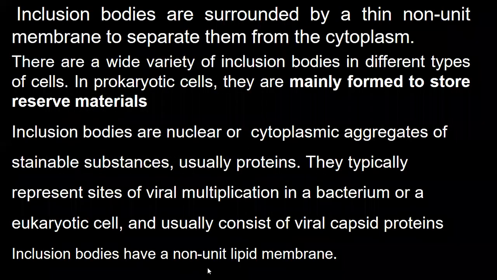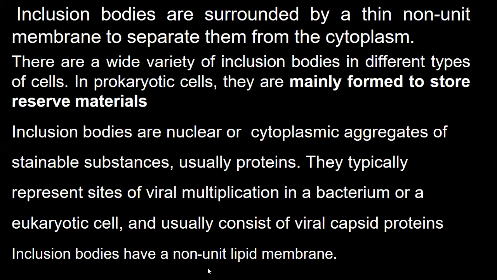Inclusion bodies. Inclusion bodies are also organelles that are found in the bacterial cell. They are surrounded by a thin non-unit membrane that separates them from the cytoplasm. Their main function is for storage. There are a wide variety of inclusion bodies in different types of cells. In prokaryotic cells, they are mainly formed to store reserve material. In eukaryotes, they are used to store sugar, lipids, and others.